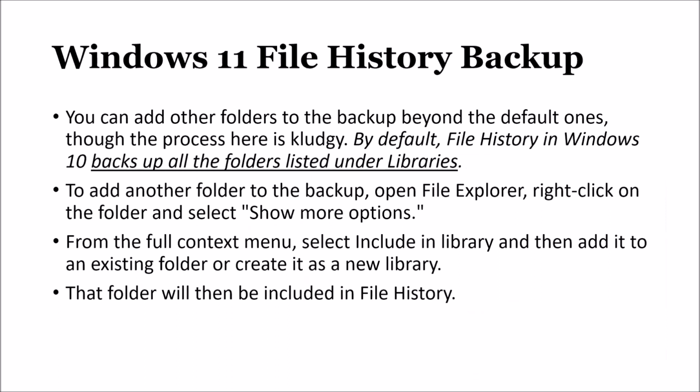The process here is a little kludgy, because by default, File History in Windows 10 backs up all the folders listed under Libraries. That's not the case in Windows 11. To add another folder to the backup, you have to open File Explorer, right-click on the folder, and select Show More Options. From the full context menu, select Include in Library, then add it to an existing folder or create it as a new library. That folder will then be included in File History.